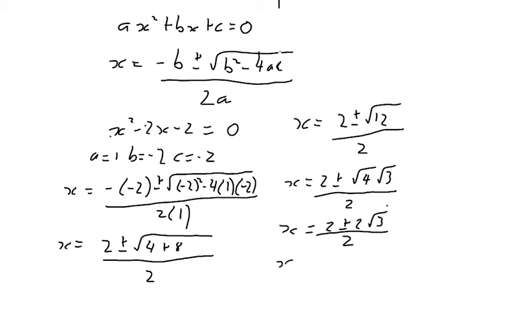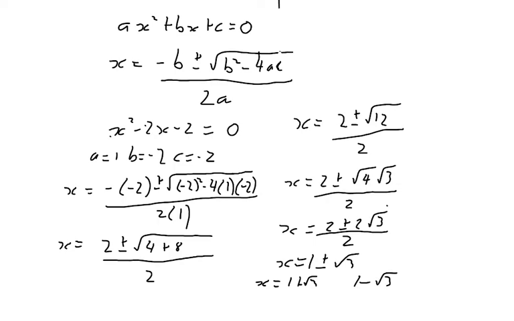Now, in this case, we've got 2 plus or minus 2 root 3. The 2 will cancel both the 2's, so we're left with 1 plus or minus root 3. So x equals, we get two solutions because it is a quadratic, 1 plus root 3 and 1 take root 3.